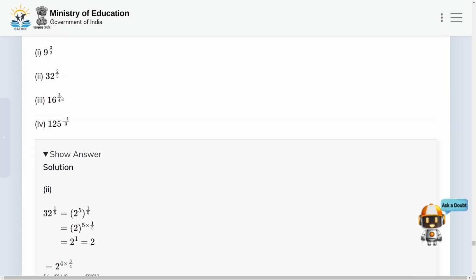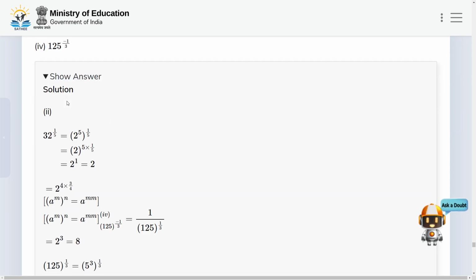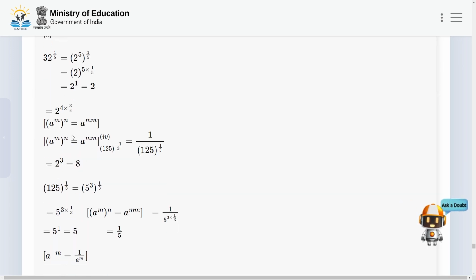And then 16 to the power 3 by 4, that is actually equal to (2 to the power 4) whole to the power 3 by 4, and that is equal to 2 to the power 4 into 3 by 4, and this is equal to 2 to the power 3, and this is equal to 8.